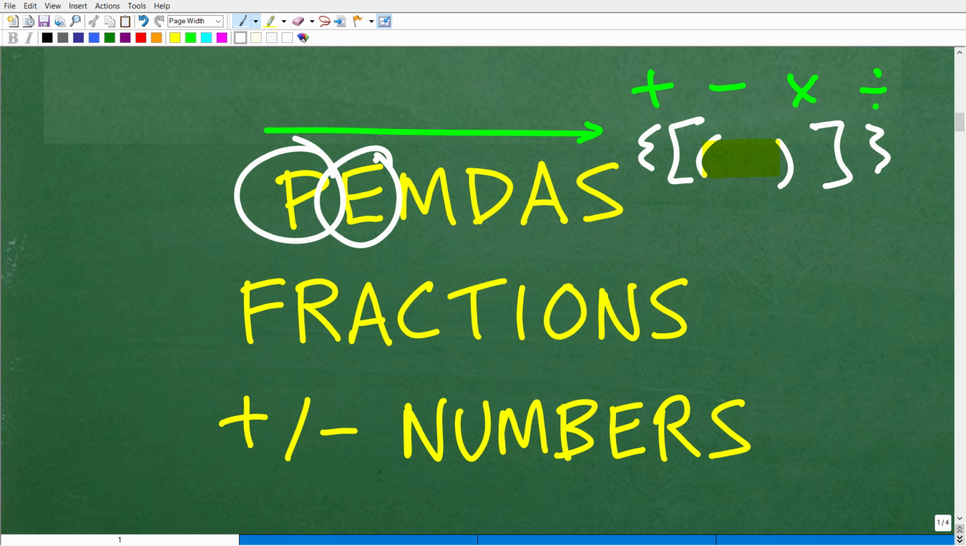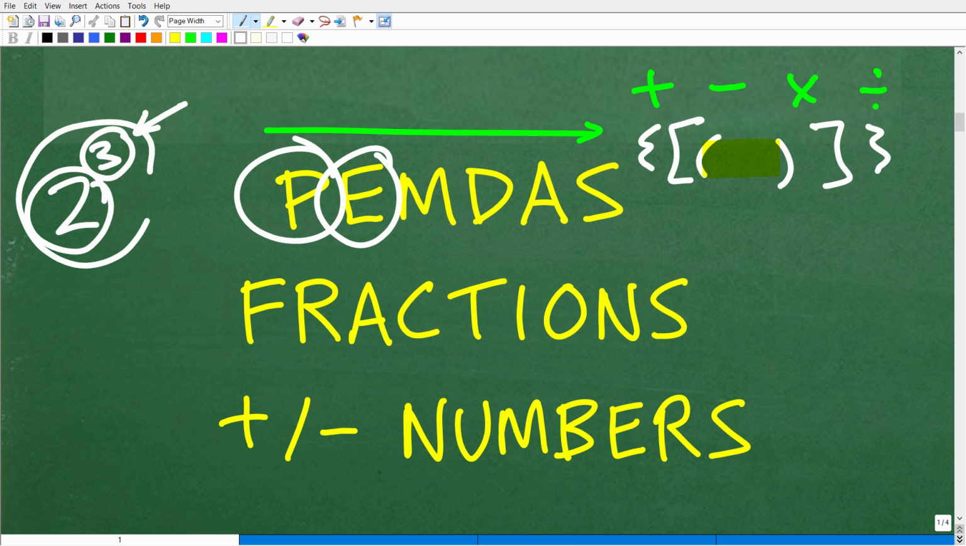Now the next thing is E, and that is powers, okay? Now it really stands for exponents. So if I have 2 to the third power, this little 3 up here is what we call the exponent. The 2 down here is the base. The entire thing is a power. So if you have any powers in your problem, you're going to address that next.